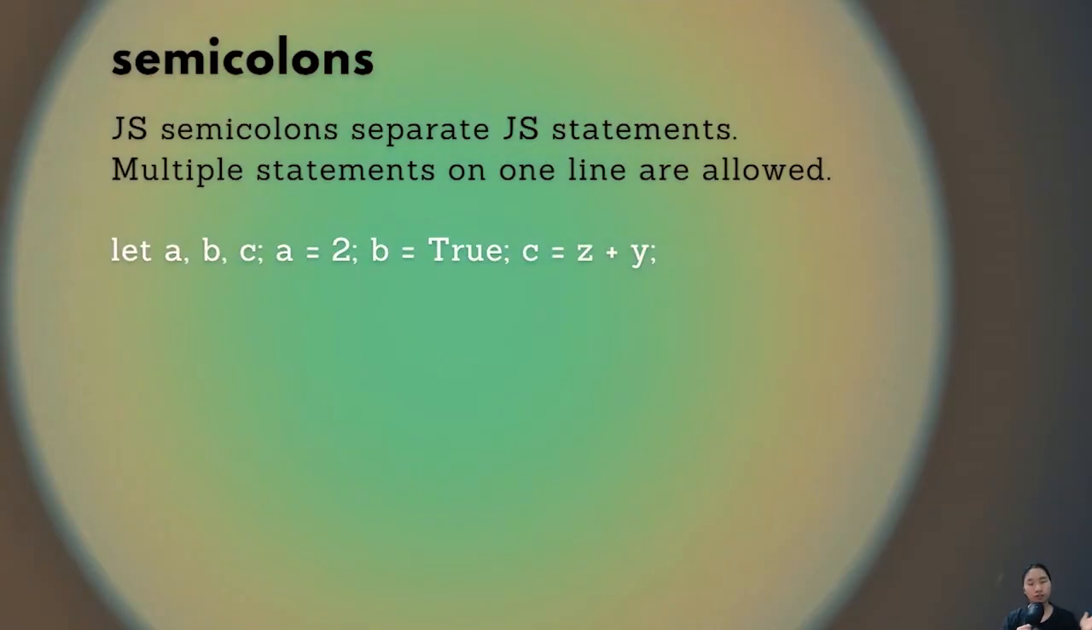Semicolons. Semicolons are very important to JavaScript, unlike Python, Django, or CSS or HTML for that matter. With HTML, you have the opening tag and the closing tag, right? With CSS, you have the curly brackets. With Python, you have the spacing. For JavaScript, it is the semicolon. The semicolons separate JavaScript statements. And you can also do multiple statements on one line by using the semicolon, okay?